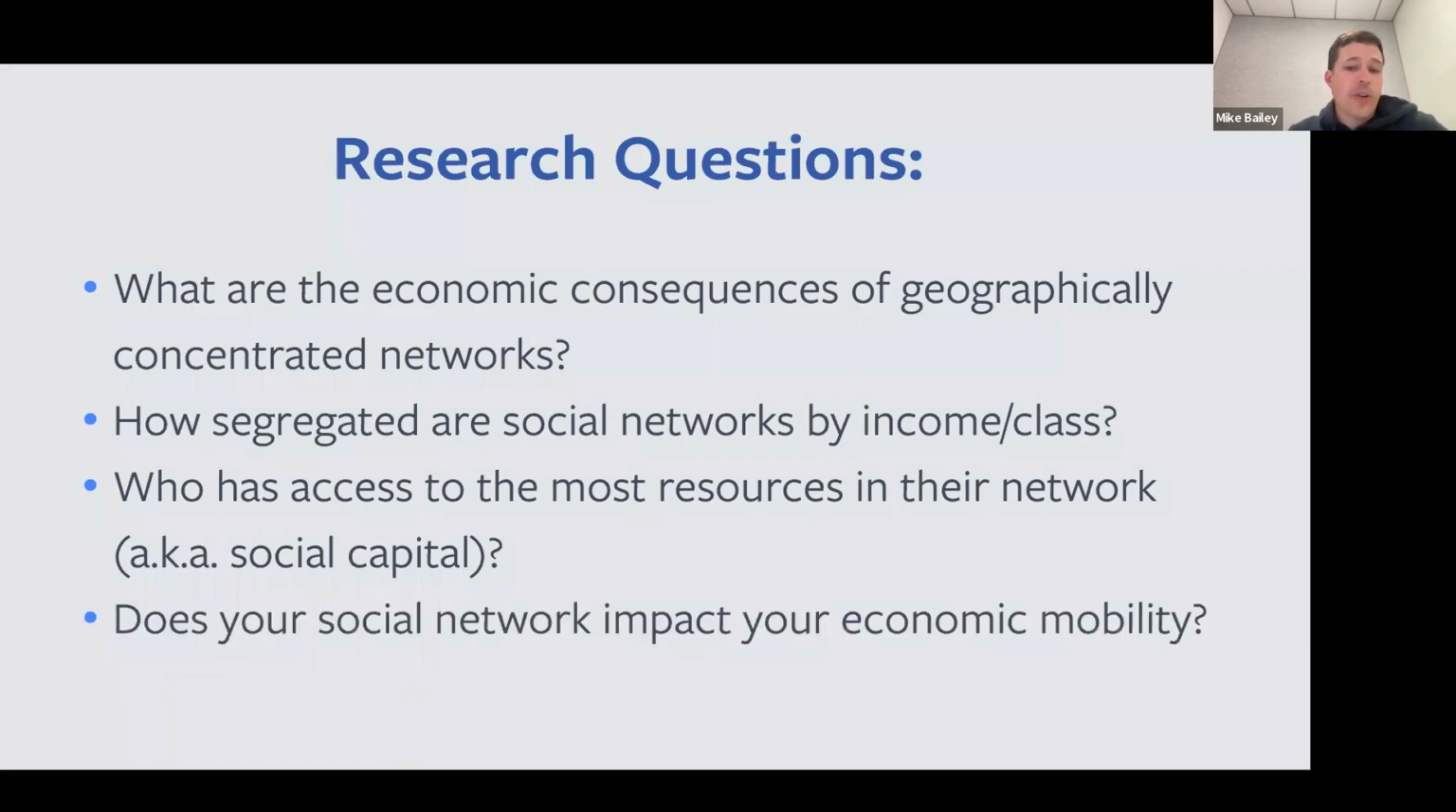And then, does your social network impact your economic mobility? So what are the overall economic consequences of segregation in networks? At a high level, are networks segregated? What does that mean for economic inequality or economic mobility? And this idea of, can you network your way out of poverty, was what we wanted to study.